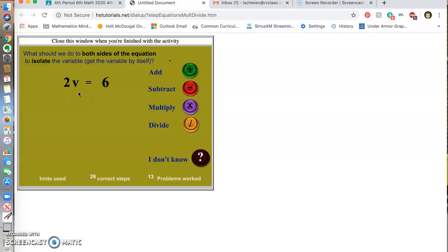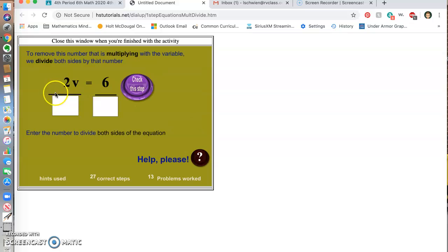Good. Multiplication equation. How do we undo it? We divide. We do the opposite. And they're going to draw those fraction lines. Divide by the coefficient. And in this case, the coefficient is a positive number, so we're going to divide by that coefficient. We're going to divide by that 2. Enter the number to divide both sides of the equation.